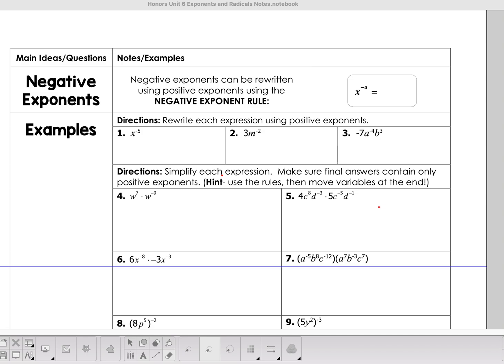Focus on the negative exponent, building on skills from 7th grade. In order to rewrite this expression so that the exponent is positive, I write the reciprocal of the base, and then the exponent becomes positive.